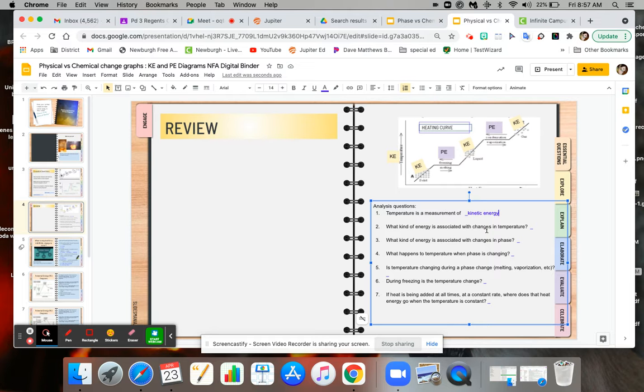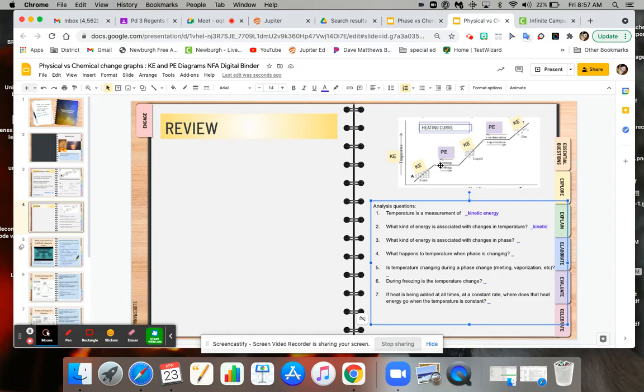Okay, so what kind of energy is associated with changes in temperature? Kinetic energy. Then we're on number two. Kinetic energy, again, is temperature. Temperature is a measurement of kinetic energy. So if the temperature is changing, kinetic energy is changing.